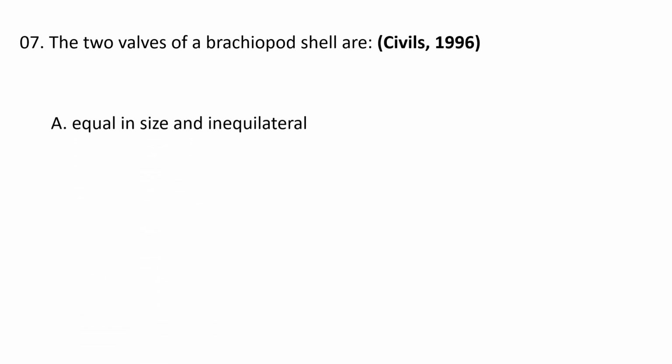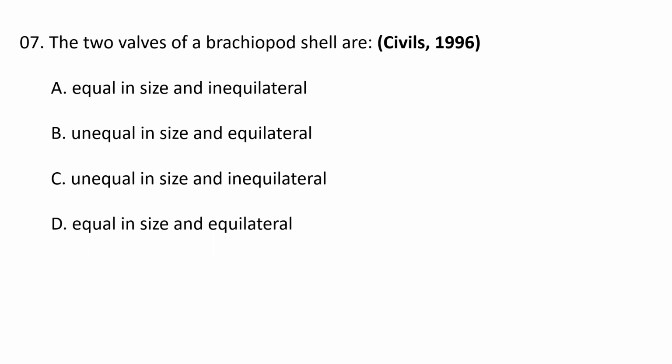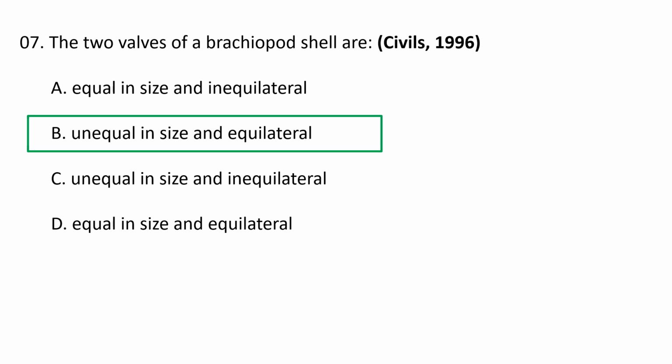Equal in size and inequilateral, B, unequal in size and equilateral, C, unequal in size and inequilateral, D, equal in size and equilateral. The two walls of a brachiopod shell are unequal and equilateral. The shell comprises two walls that are composed of calcite or chitinophosphate or calcium phosphate plus organic matter.